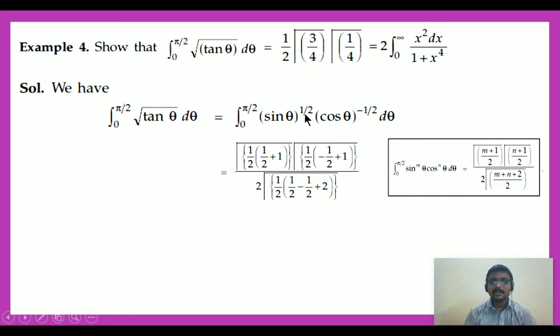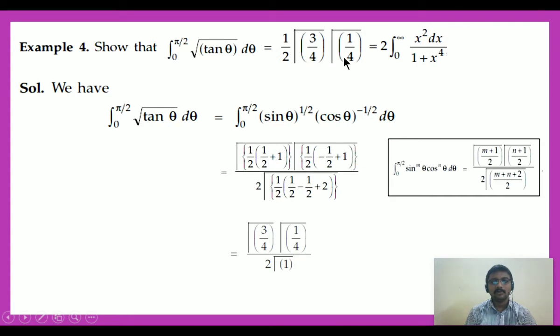So what is m here? Half, and n is negative half. So replacing these values in this formula and then simplifying, we will have gamma of 3 by 4 into gamma of 1 by 4 by 2 into gamma of 1. But what is the value of gamma of 1? 1. So clearly the first proof is over here, that is half into gamma of 3 by 4 into gamma of 1 by 4.